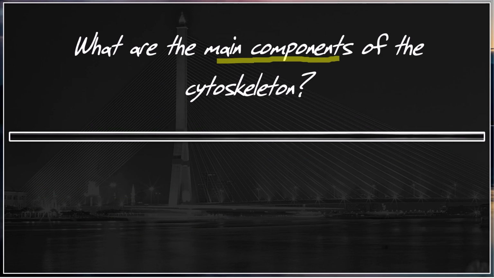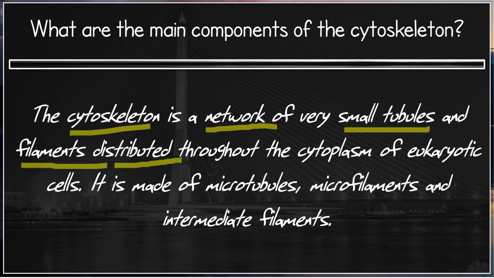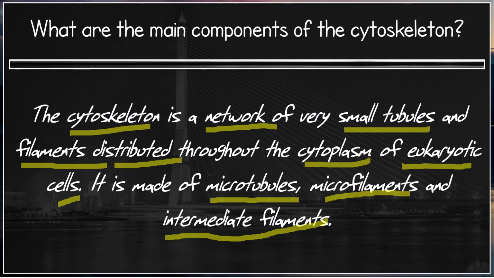What are the main components of the cytoskeleton? The cytoskeleton is a network of small tubules and filaments distributed throughout the cytoplasm of eukaryotic cells. It is made up of microtubules, microfilaments, and intermediate filaments.